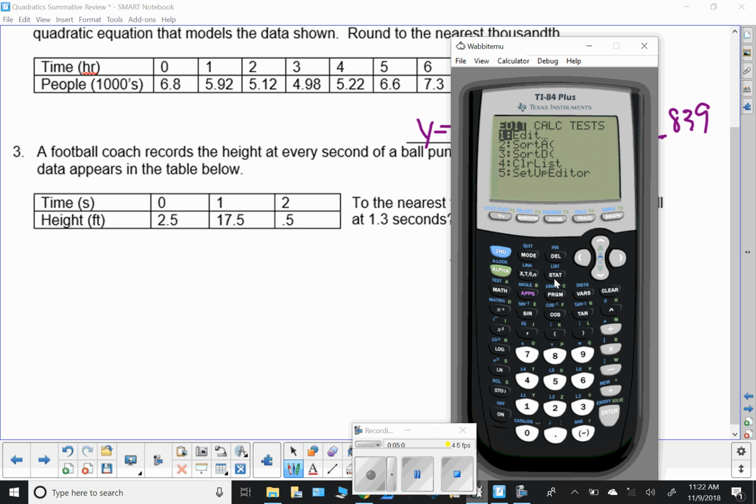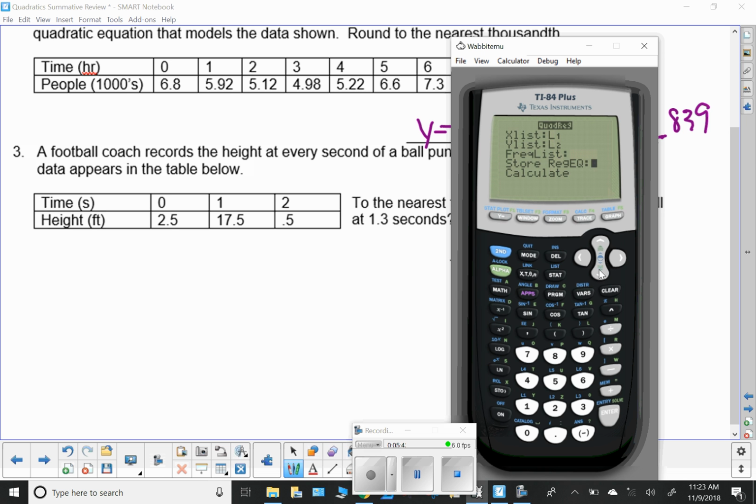So I'm going to go to Stat, Edit. I'm going to clear my lists. You should be good at this by now. And then I'm going to put in 0, 1, and 2. Then I'm going to come over here and put in 2.5, 17.5, and then 0.5. Notice the ball is going up and then it's coming down. Now I'm going to hit Stat, Calc, Quadratic Regression. X is in list 1, Y is in list 2.